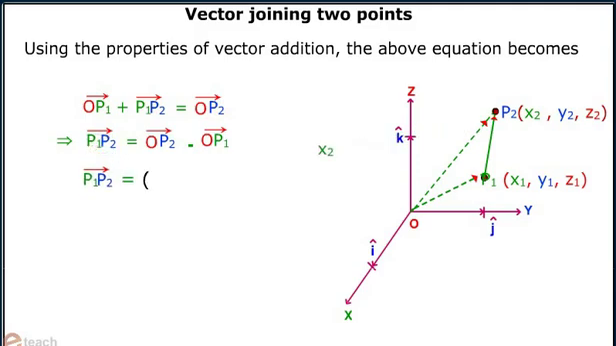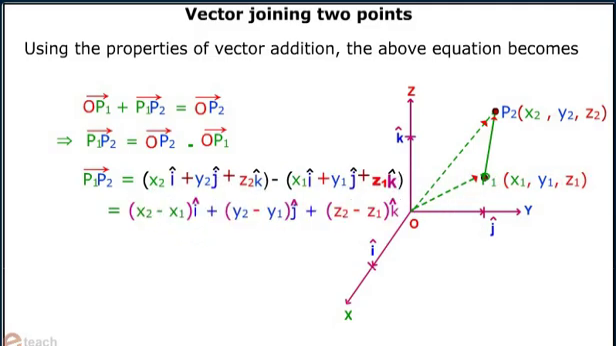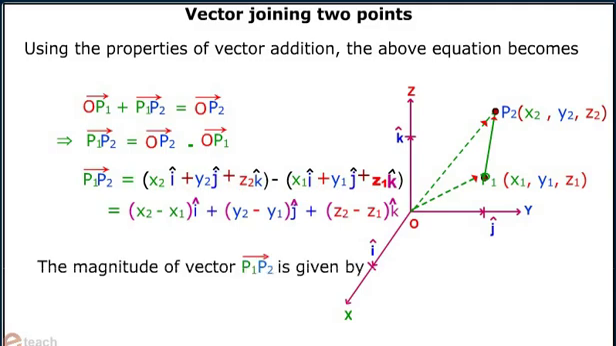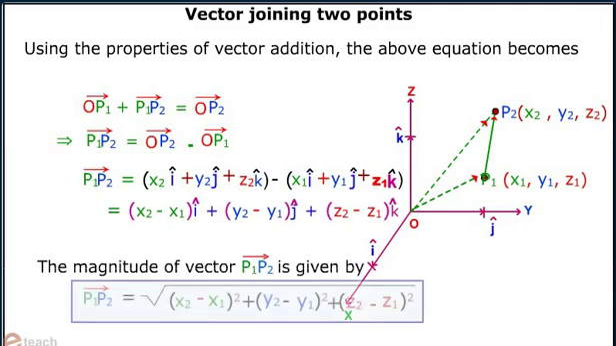P1P2 vector equals (x2 i cap plus y2 j cap plus z2 k cap) minus (x1 i cap plus y1 j cap plus z1 k cap), which gives (x2 minus x1) i cap plus (y2 minus y1) j cap plus (z2 minus z1) k cap. Thus, the magnitude of vector P1P2 is given by the square root of (x2 minus x1) square plus (y2 minus y1) square plus (z2 minus z1) square.